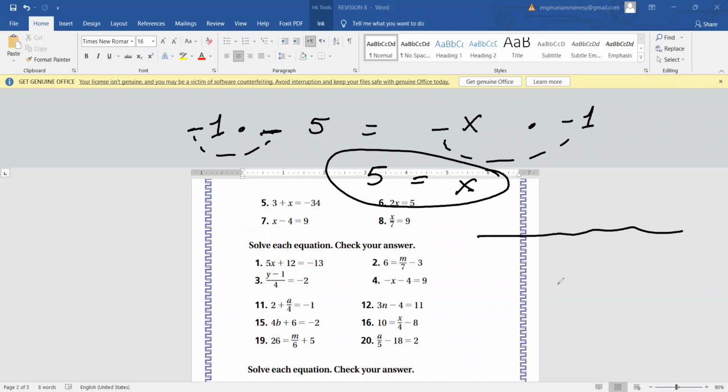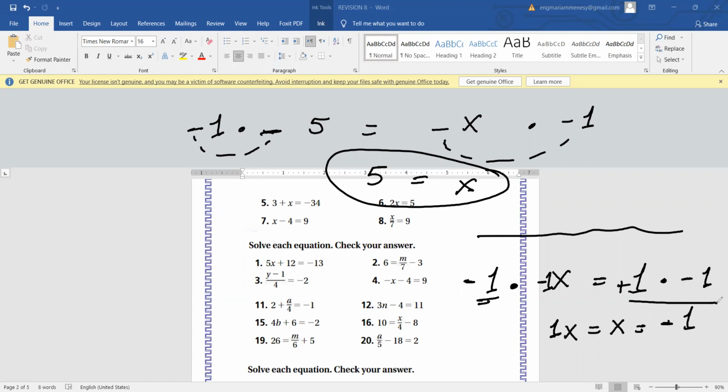Okay, another one. If negative x equals 1, my dear, how can I get x? I have a negative sign on x. I will multiply by negative 1 on both sides. Negative 1 times negative x will be 1x, but I don't write 1x, I write x. Here, positive times negative is negative. 1 times 1 is 1. Then x equals negative 1. Okay, my dear?